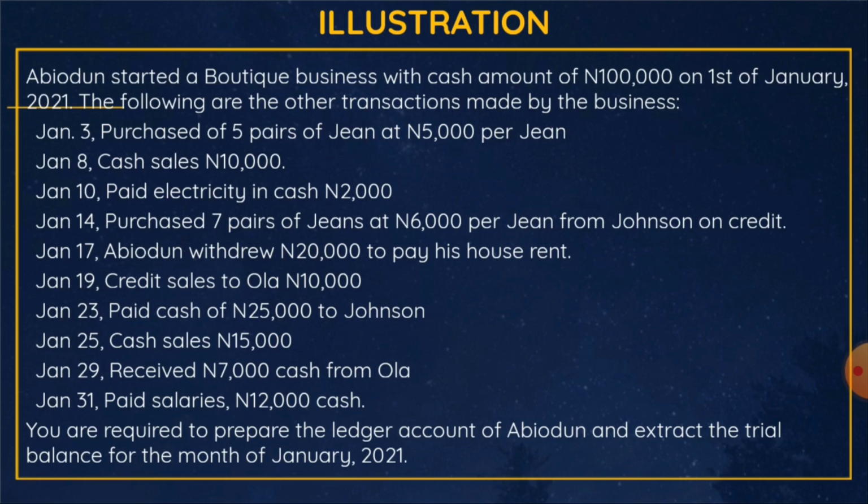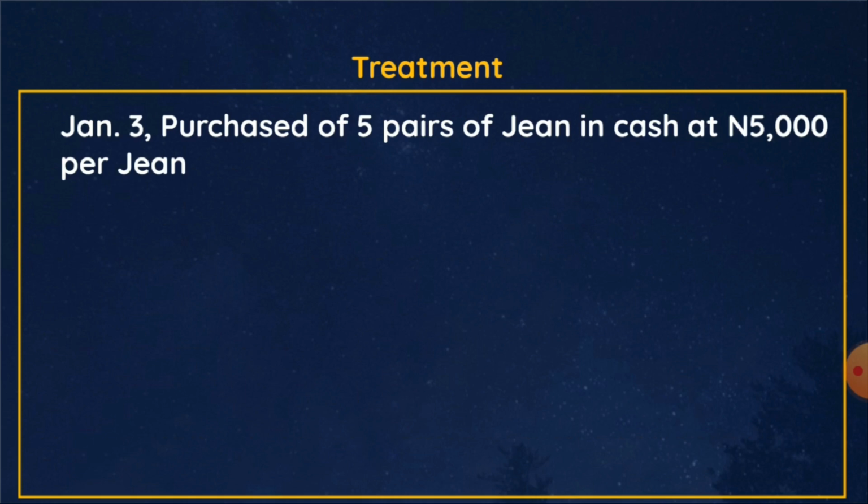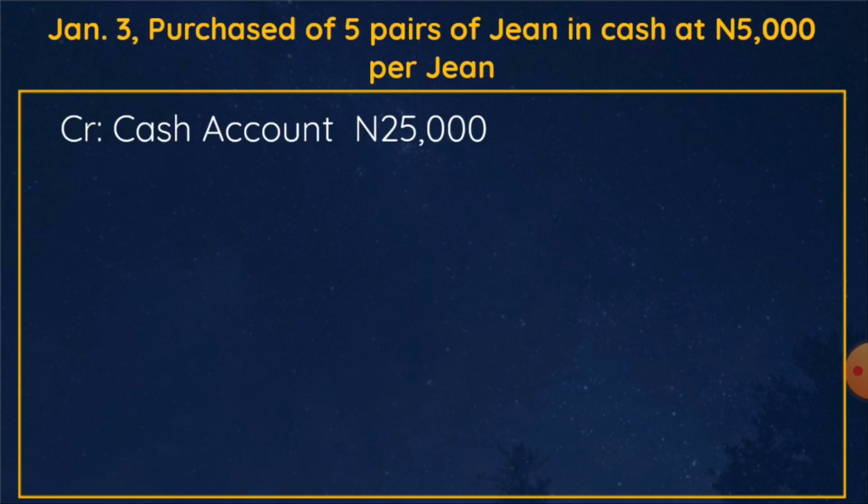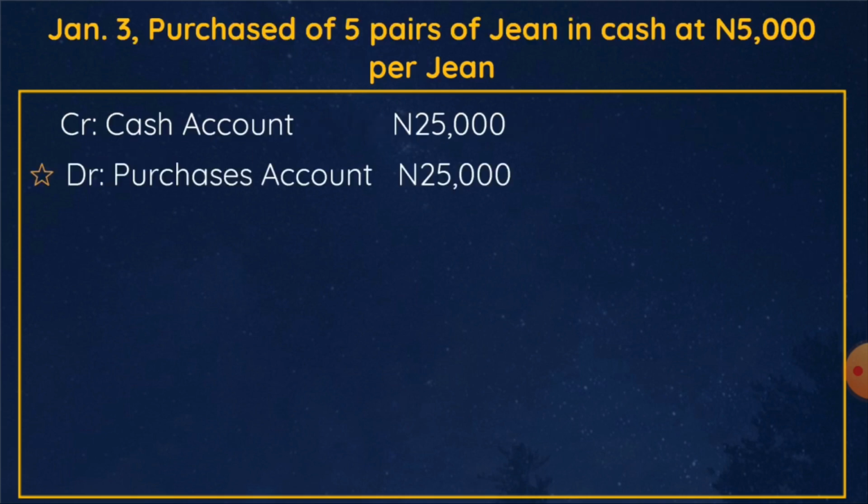Now the next transaction, January 3, purchased 5 pairs of jeans at 5,000 naira per jean. Identify the two accounts. If a jean costs 5,000 naira, then 5 jeans is going to be 5,000 naira times 5, which is 25,000 naira. What are the two accounts involved in this transaction? This is a cash transaction, so we are going to have cash account, while the other account is going to be purchases account. The cash is going out this time around, which means we are crediting cash account while we are debiting purchases account. Those are the two accounts involved.